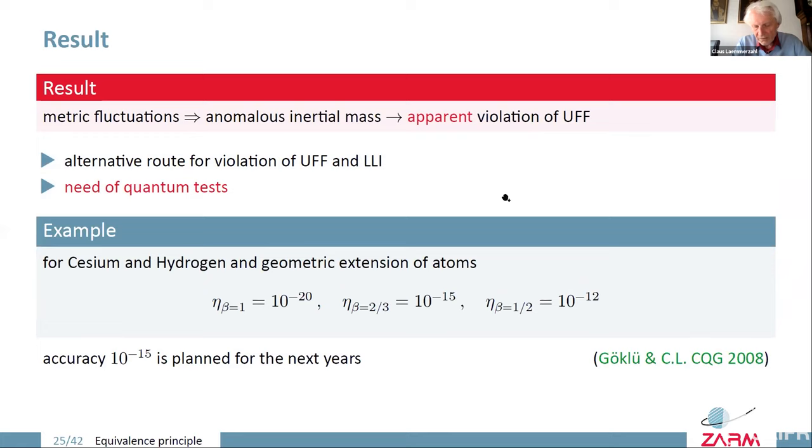the free fall of these quantum particles, which can be measured by atom interferometry. This would then lead to an apparent violation of the universality of free fall. And if one calculates the Hurwitz parameter for beta equal 1, it's very small, but for holographic noise, it might be in reach for next generation atom interferometers. And this is not far away from the present interferometers.